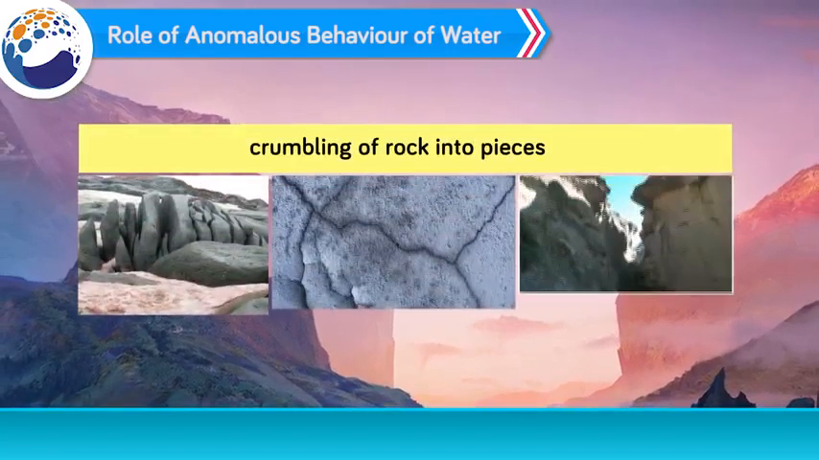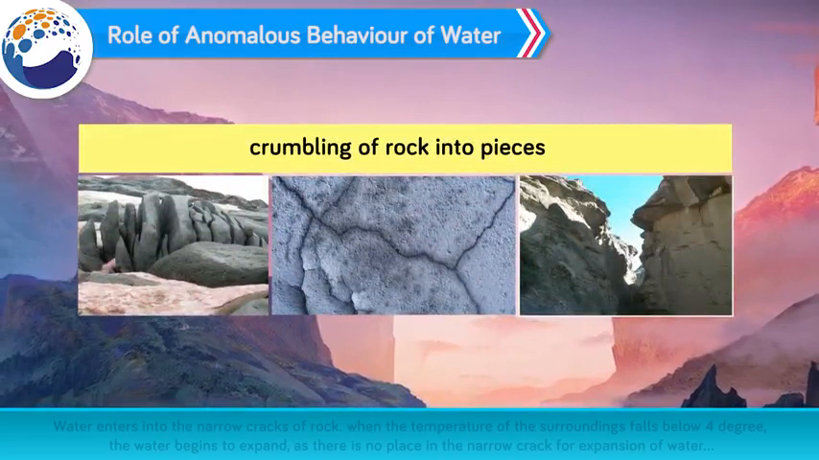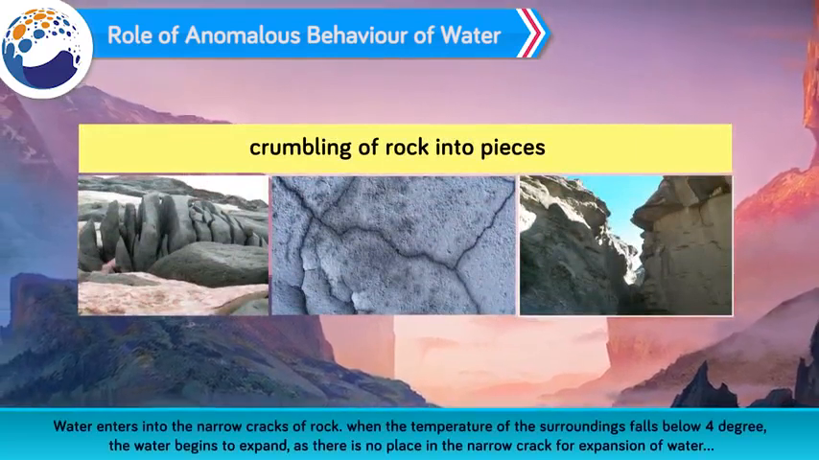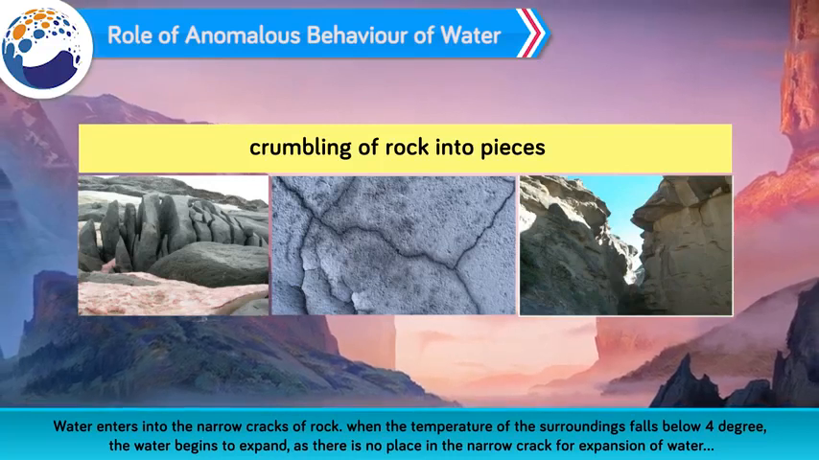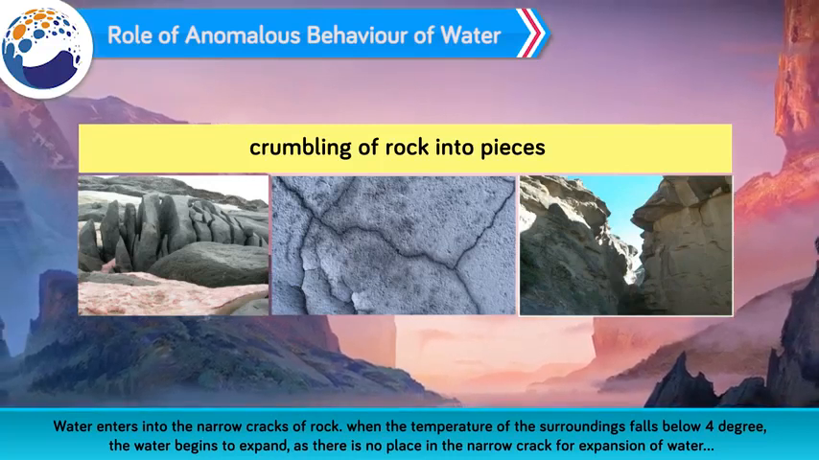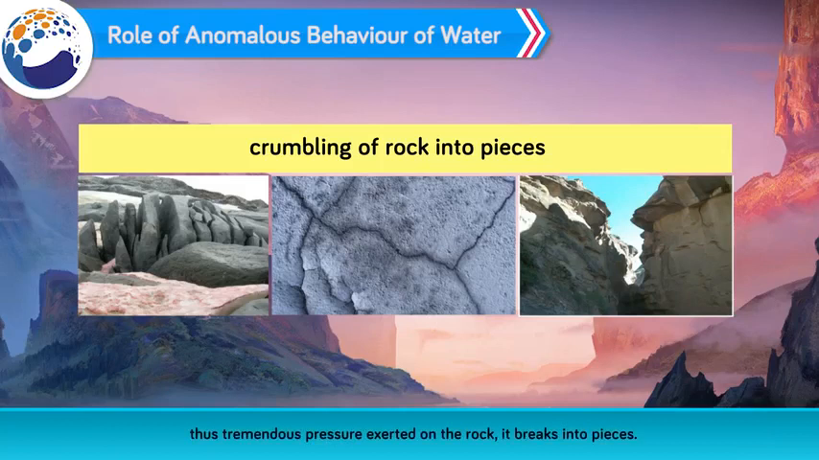Crumbling of rock into pieces. Water enters into the narrow cracks of rock. When the temperature of the surroundings falls below 4 degrees, the water begins to expand. As there is no place in the narrow crack for expansion of water, tremendous pressure is exerted on the rock and it breaks into pieces.